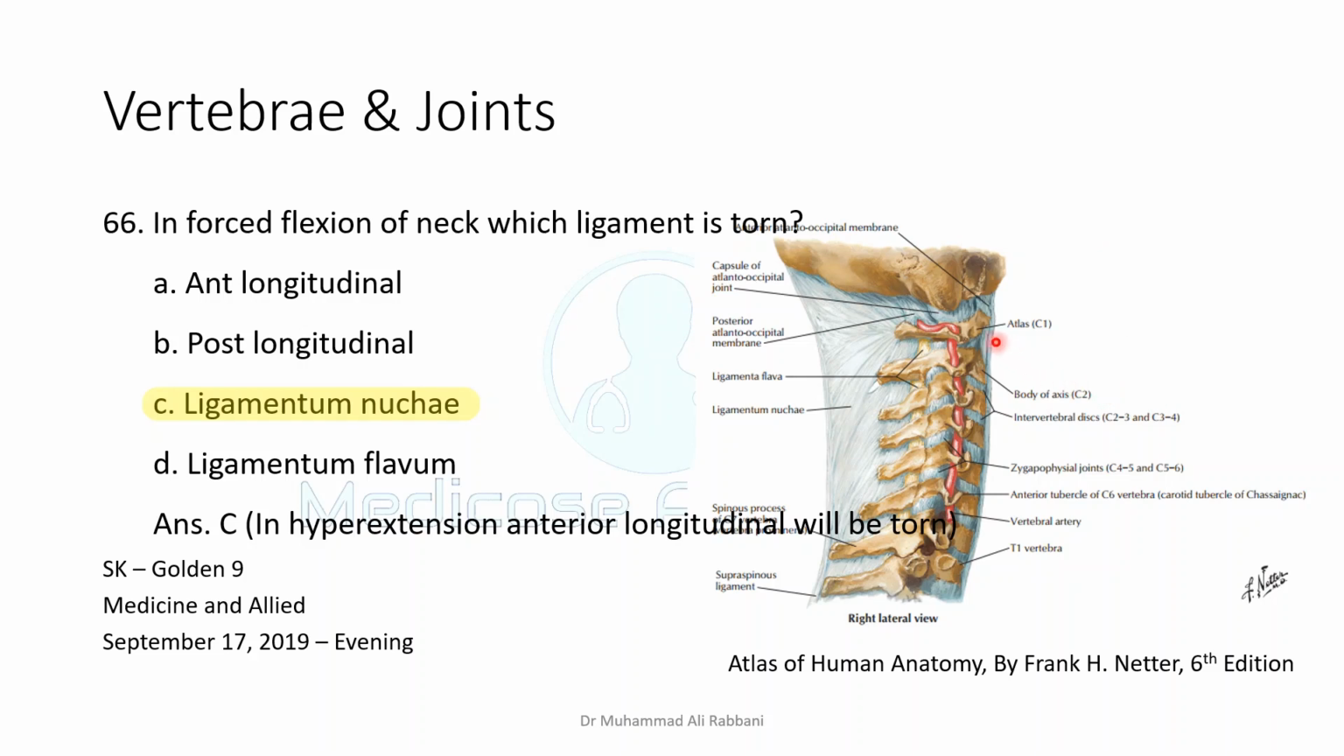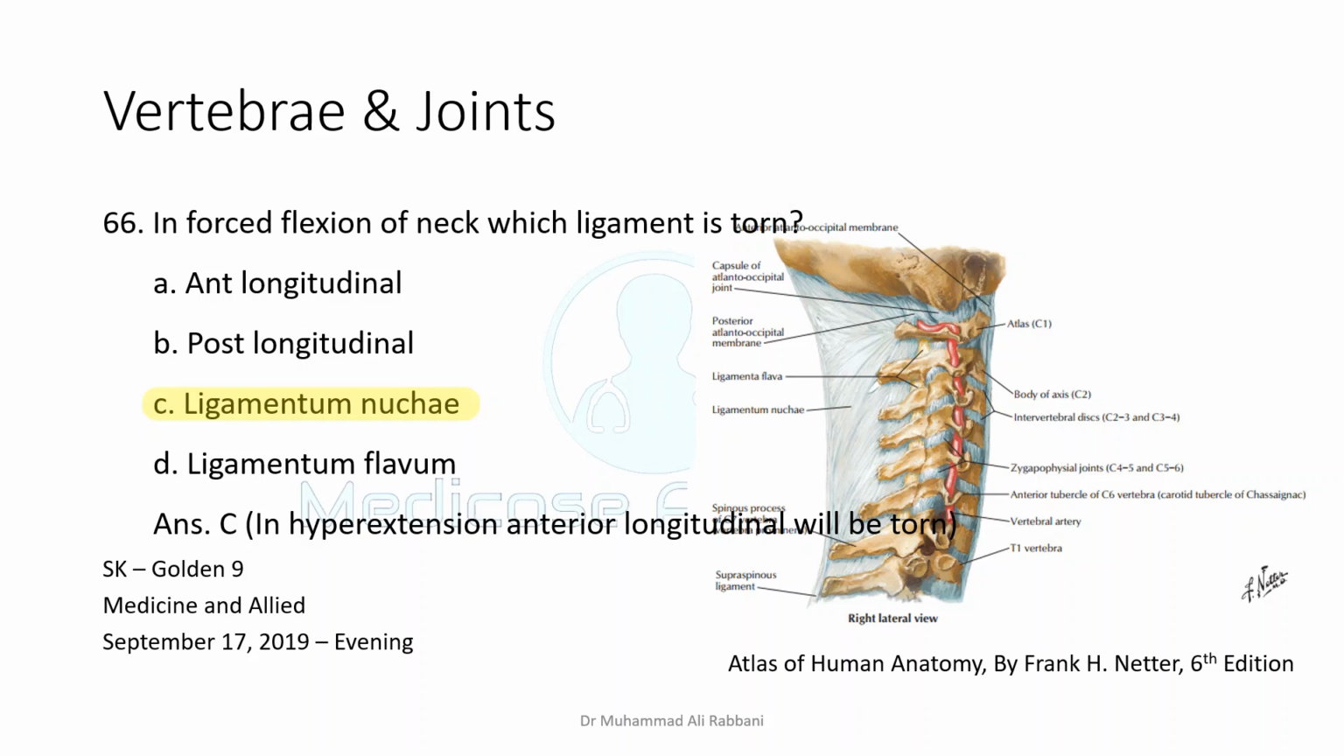When the head flexes like this, the most stretched ligament will be the one that is lengthened in response to the flexion, and by lengthening, it can be torn if it is overworked. So that will be the ligamentum flavum.